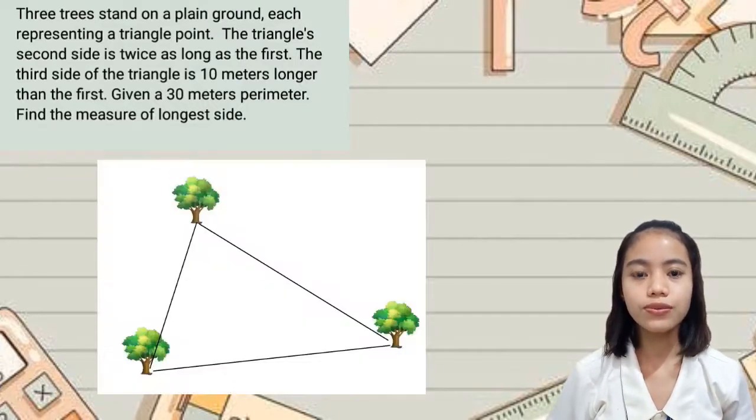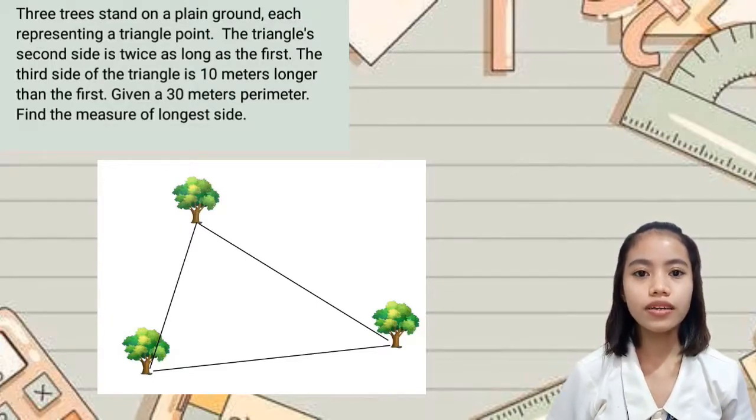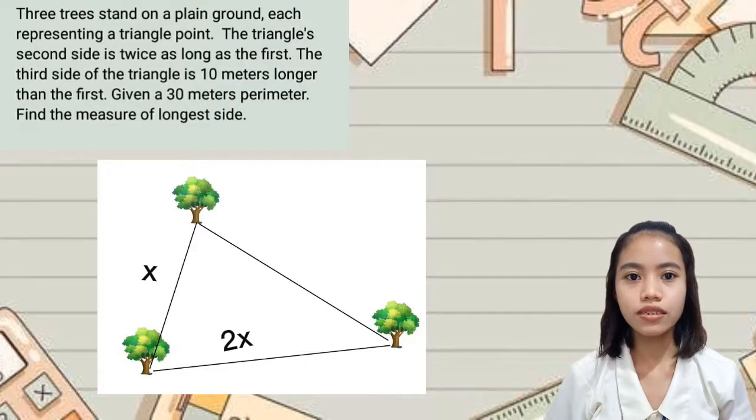We need to illustrate the word problem. We will draw a triangle to analyze the word problem. The triangle's second side is twice as long as the first. Let's say that the first side is x. Then the second side of the triangle is twice as long as the first side, so we let this be 2x. Then the third side of the triangle is 10 meters longer than the first, meaning we will add 10 meters to the first side. So it will become x plus 10.